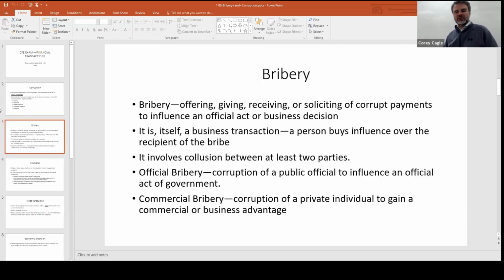We're probably pretty familiar with what bribery is. So it is a business transaction in and of itself. You are buying influence. So you're giving something or offering something or receiving something to influence some kind of act, some kind of decision. I'll do this if you'll do this, right? I'll give you this if you'll help me out with this. I'll give you this preferential treatment if you'll buy from me, something like that. There's collusion involved. There's two people involved here.